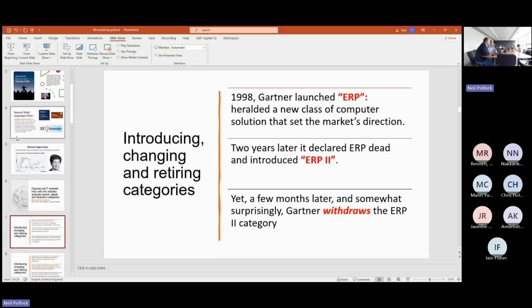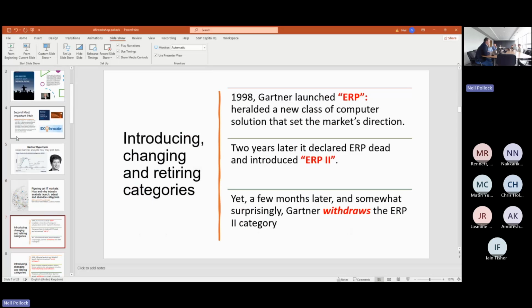And again, we wrote the paper. The paper was written for mainly an academic kind of audience. And it was interesting because if you look at how someone like Gartner would create categories, there's a kind of interesting pattern to the way they do things.